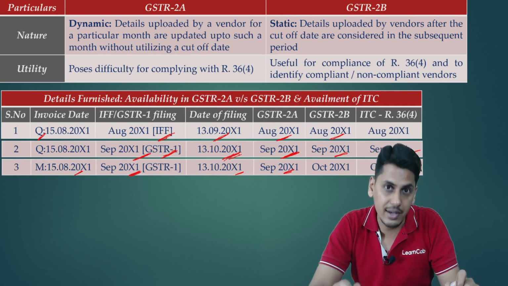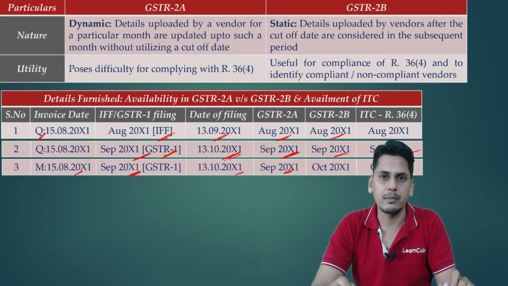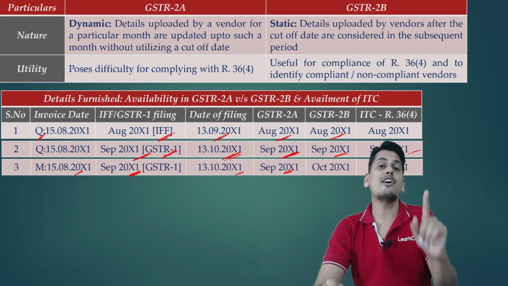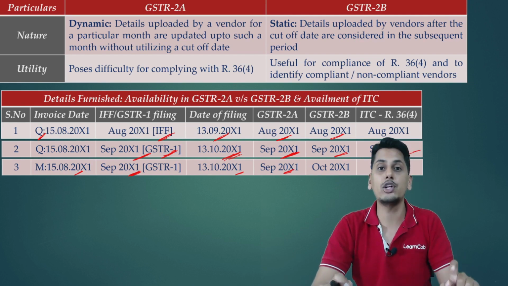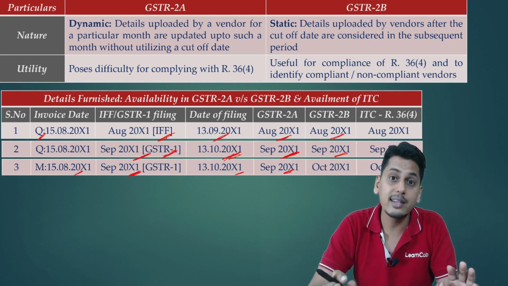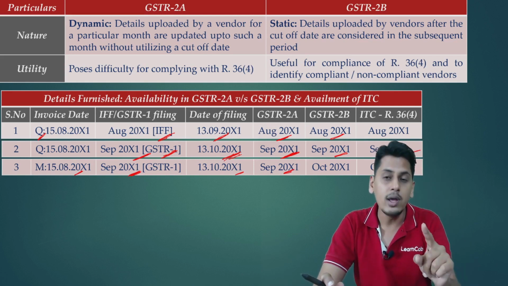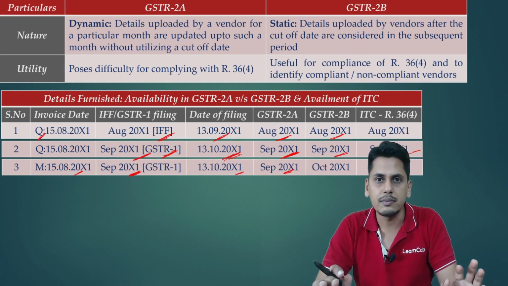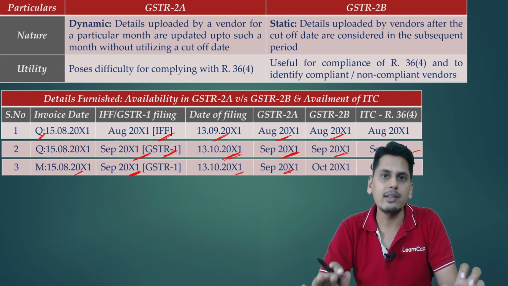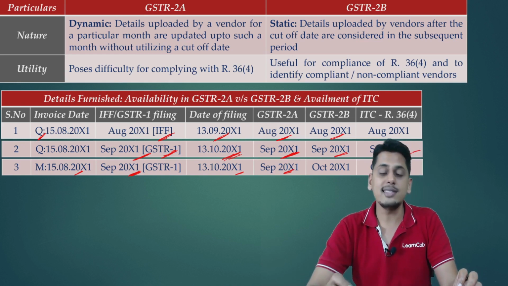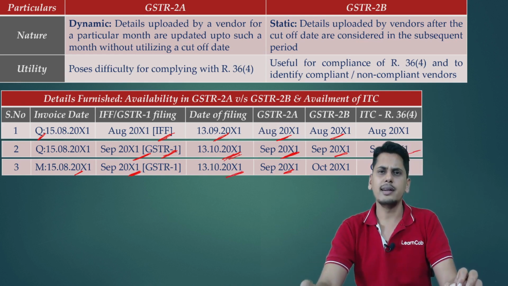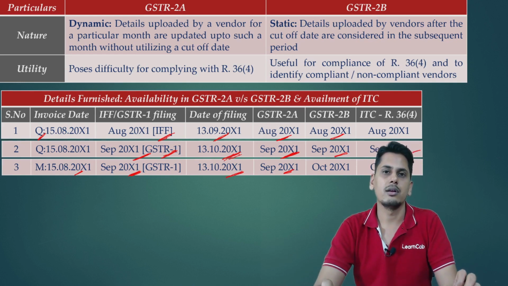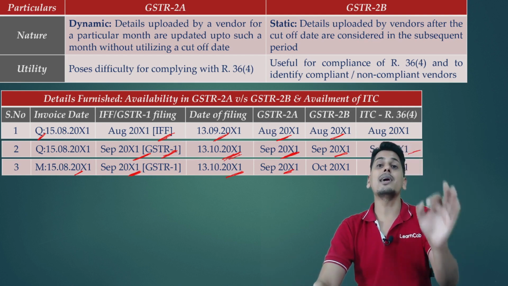Let's have a look whether it will appear in 2B of September. Friends, for it to appear in 2B of September, the details should have been filed by 11th of October and not 13th of October. The reason why I am saying 11th of October, because now the supplier is a monthly filer. For him the due date is 11th and it is not 13th. So friends, has he filed by 11th of October? The answer is no. Since he has not filed by 11th of October, it is not going to appear in GSTR 2B of September.